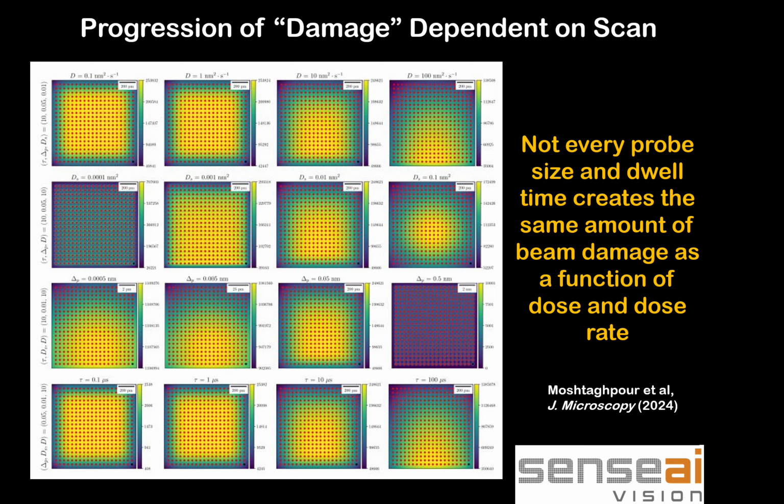And it turns out that when you're having a dose and a dose rate, those are not the only two important parameters that you need to have. You also need to know the order with which you're putting them into the sample, because depending on how you have that scanning pattern, the same dose and the same dose rate will give a different result in terms of the damage that will take place.